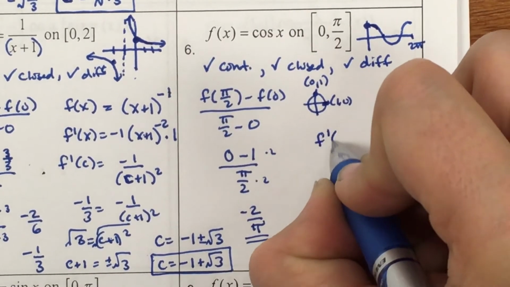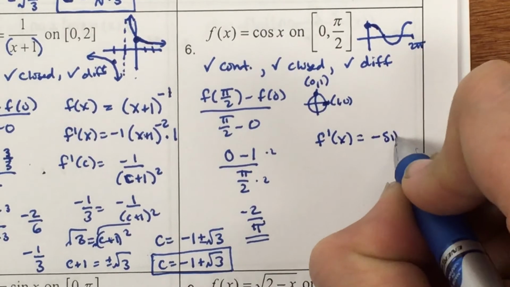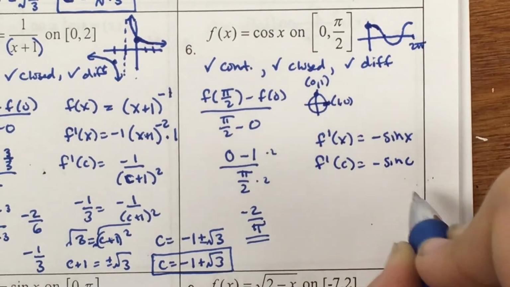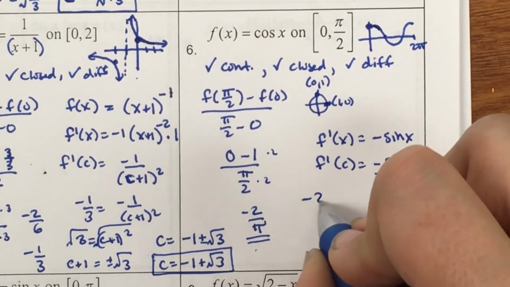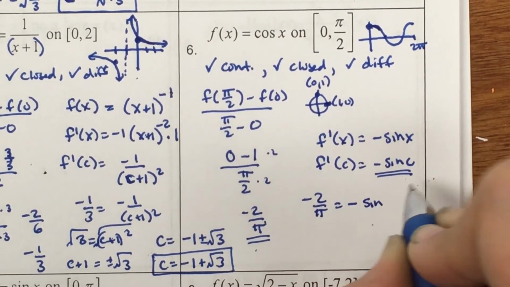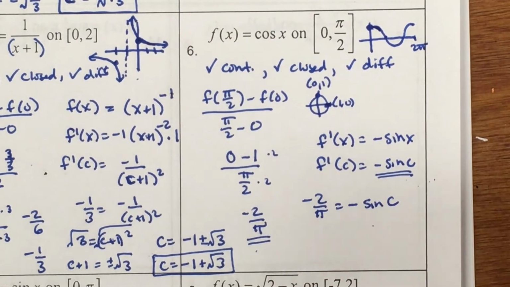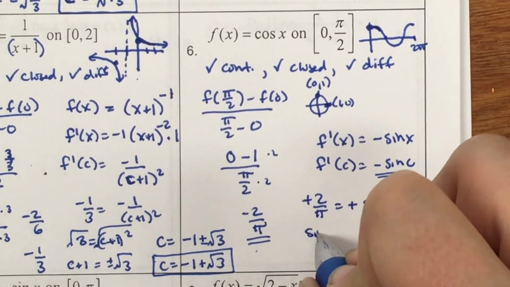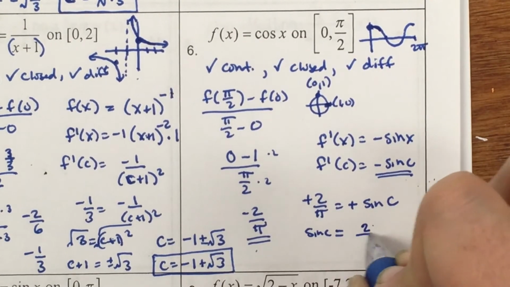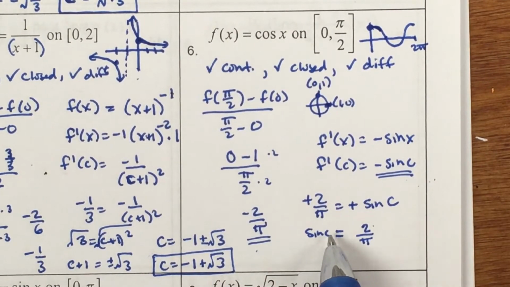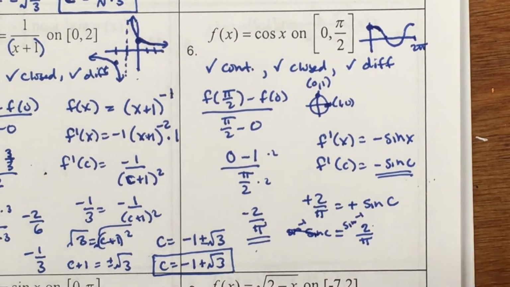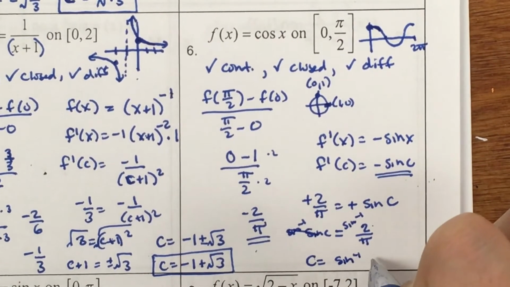Now we're going to derive f prime of x. The derivative of cosine is negative sine of x. Plug in our c, f prime of c equals negative sine of c. So this piece should equal that piece. So negative 2 over pi equals negative sine of c. I don't like having a negative on both sides, so I'm going to go ahead and divide by a negative and make them both positives. So now I've got the sine of c, I'm going to flip it around, equals 2 over pi. So we need to get the c by itself. We need to separate it from that sine. The only way we can do that is we are going to take the sine inverse of both sides of the equation so that those cancel. So I get c equals the sine inverse of 2 over pi.